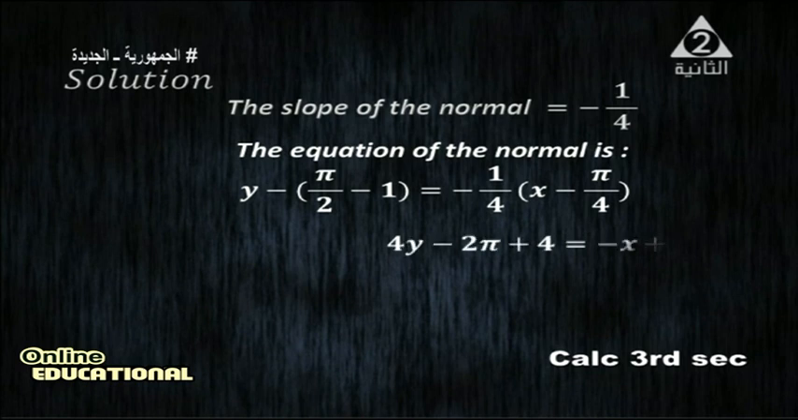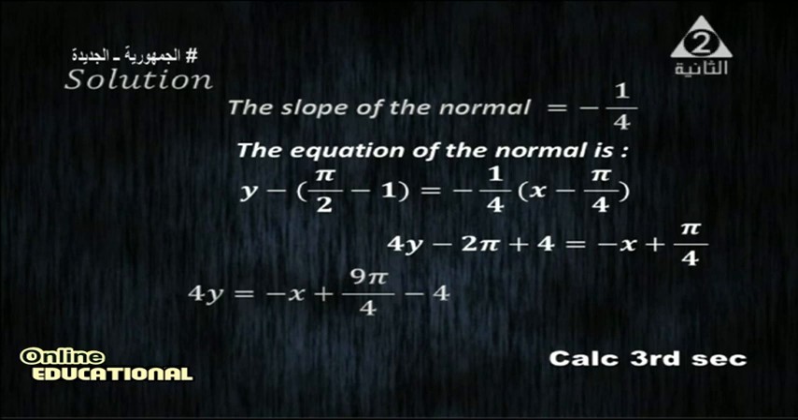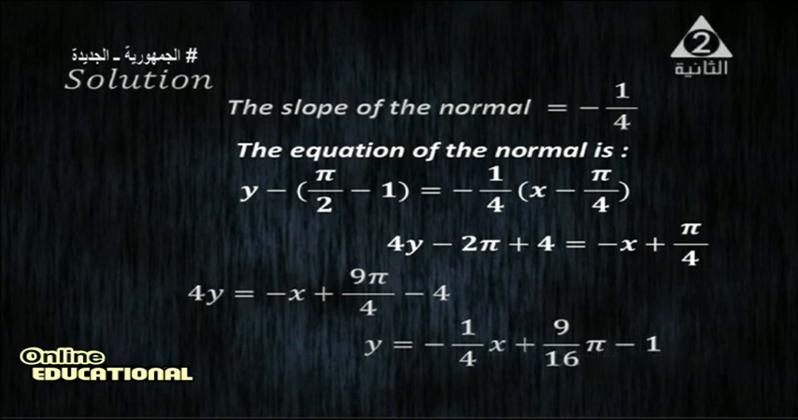Multiply both sides by 4, then 4y minus 2 pi plus 1 times 4 equals 4, equals negative x plus pi over 4. Then 4y equals negative x plus pi over 4 plus 2 pi minus 4. Pi over 4 plus 2 pi equals 9 pi over 4. Then 4y equals negative x plus 9 pi over 4 minus 4. And we can divide both sides by 4. Then y equals negative one quarter x plus 9 over 16 pi minus 1, which is the equation of the normal at the point (pi over 4, pi over 2 minus 1). Now we move to the next example.